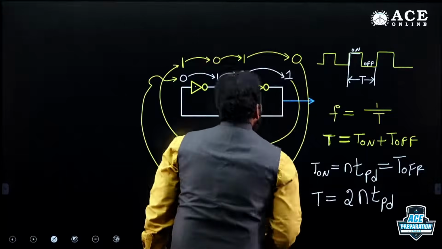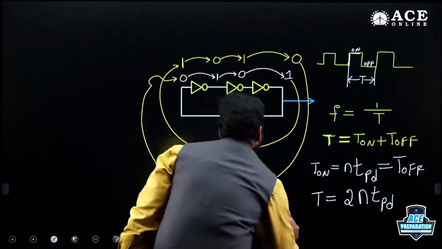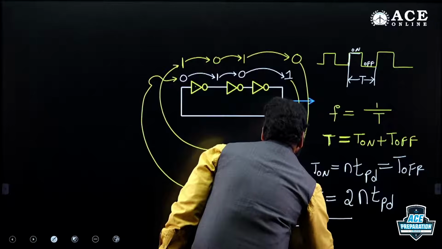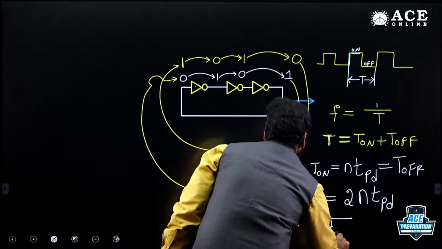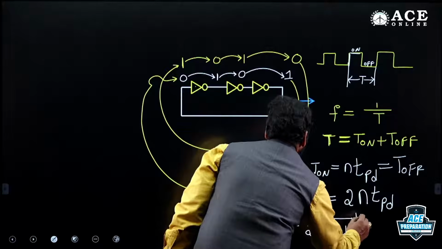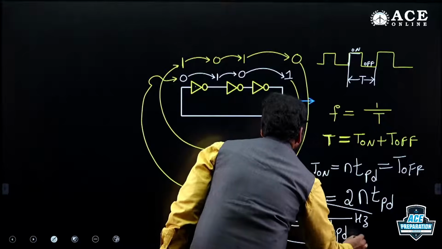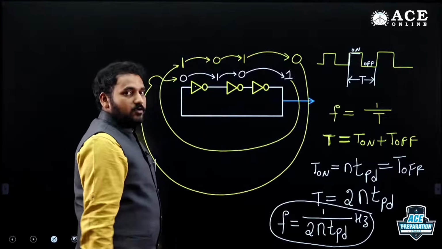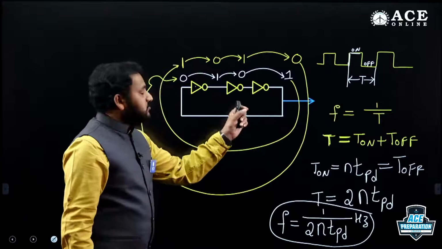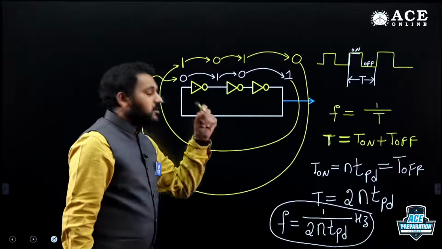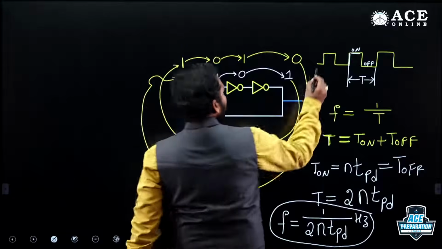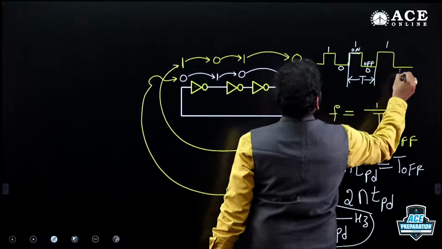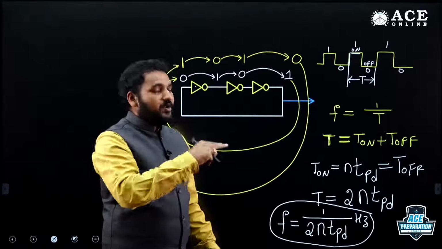So what is the formula for frequency? I am writing here: F is equal to 1 by 2n TPD hertz. This is the formula for the frequency of a square wave. See, there are two states at the output. It is a square wave generator. How many states are there at the output? Two states: logic 1, logic 0, logic 1, logic 0. Only two states that keep on switching.